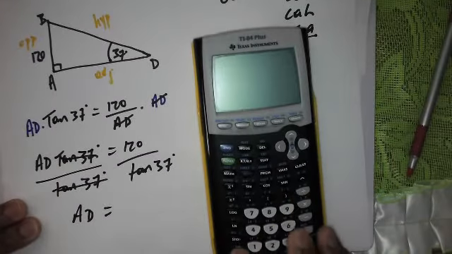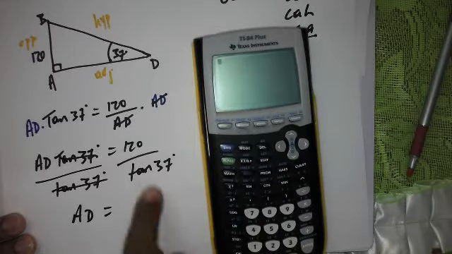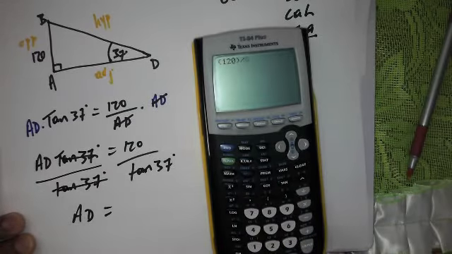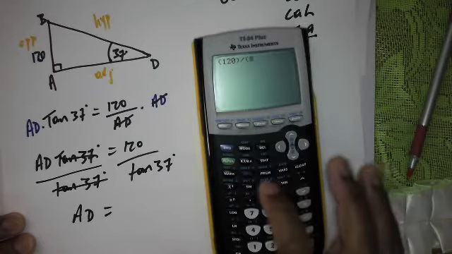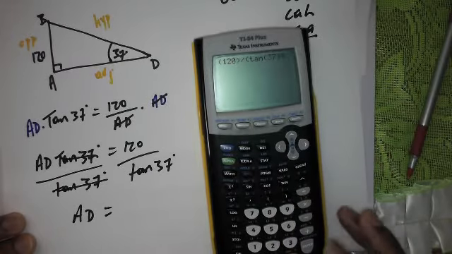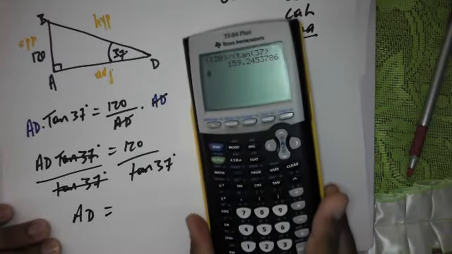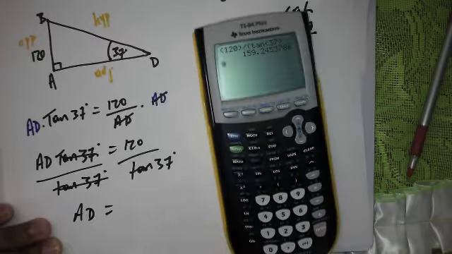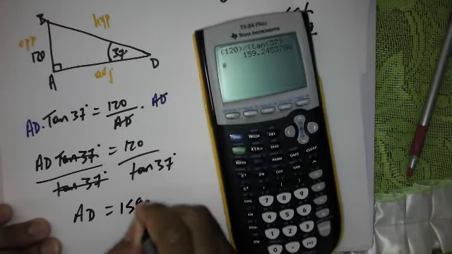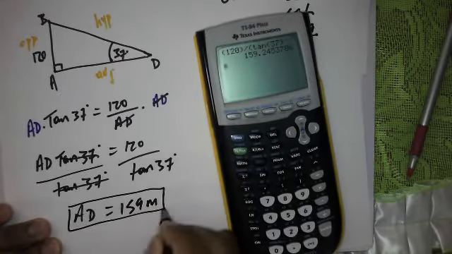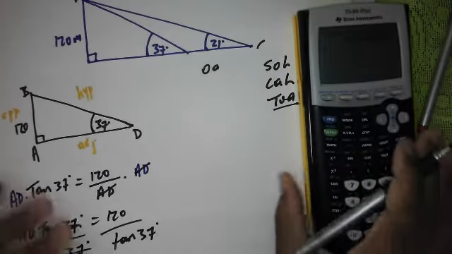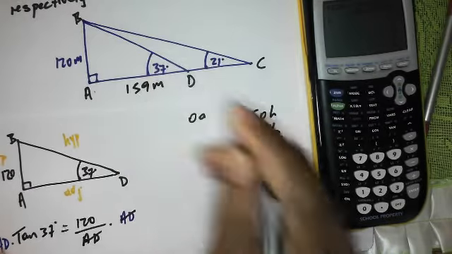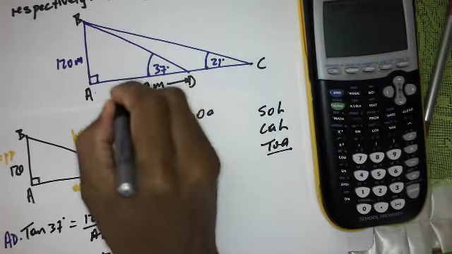Make sure your calculator is in degrees. So I put 120 divided by tan 37, and that would give me 159.25, but I'm going to keep that to the nearest whole, so that would be 159. So this is 159 meters, this length. Now that I've found it, I'm going to put it on my original diagram here. This is 159 meters, from here to here.